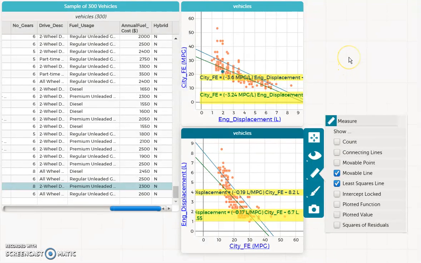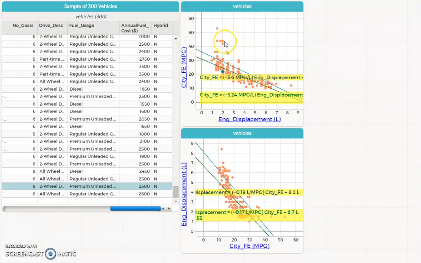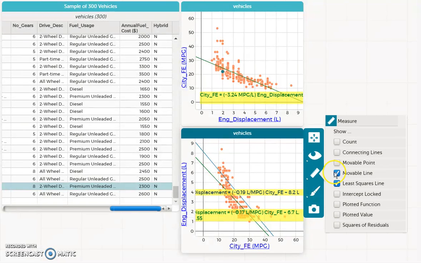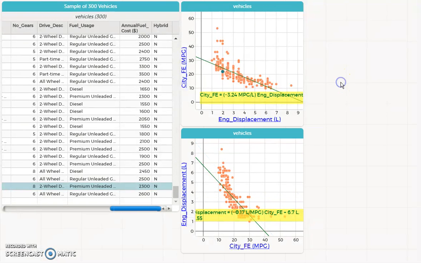And now we can see how far off our prediction is from the real prediction. Alright, so up here it seems that we predicted a little too high, but a decent slope. This one was negative 3.6 and the actual was negative 3.24. And here we had negative 0.19 and then the actual was negative 0.17. So that's good. Now let's go ahead and take off our movable line so we can get a better picture of the least squares line. Okay, we'll just click it off just like that.